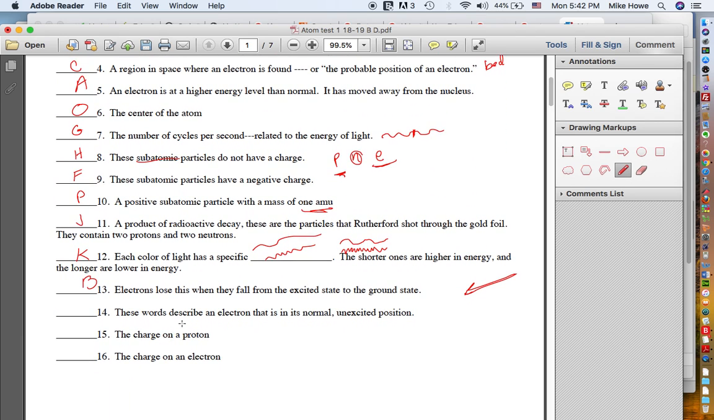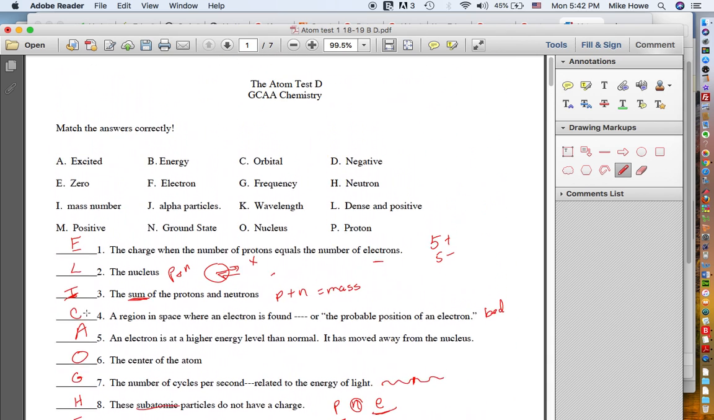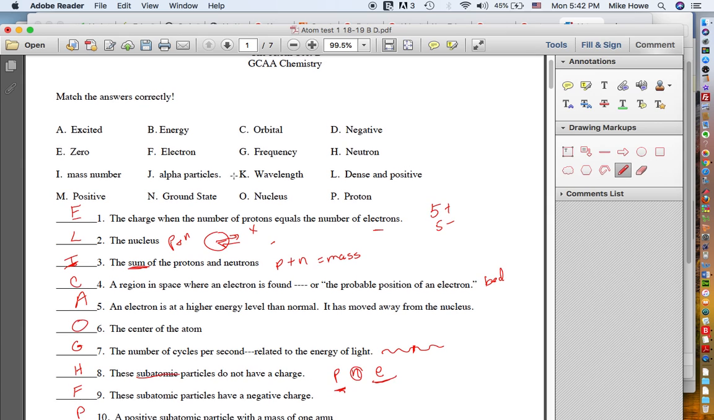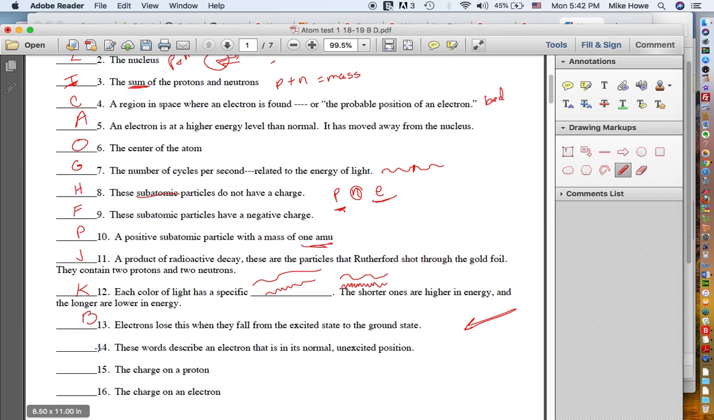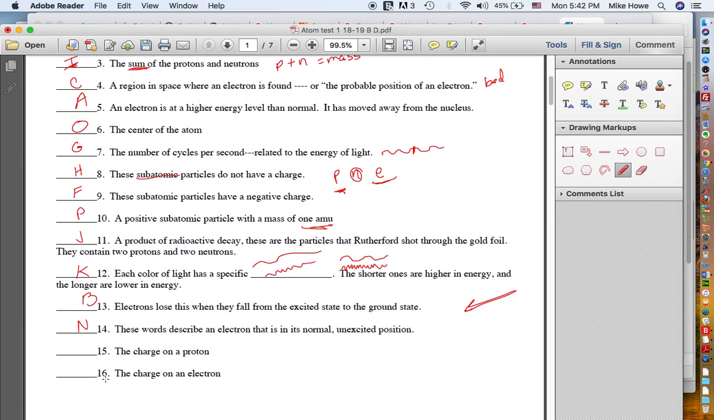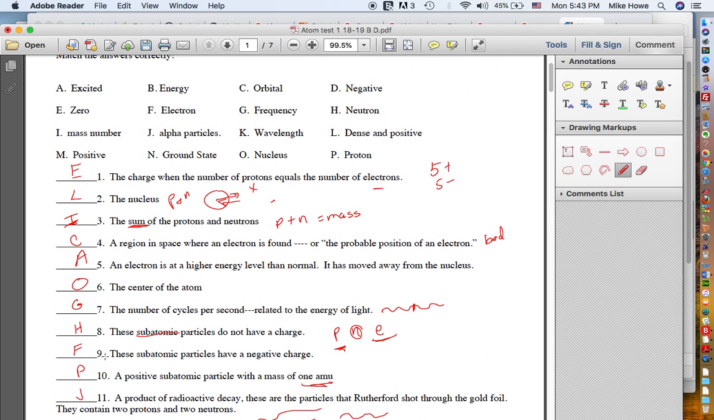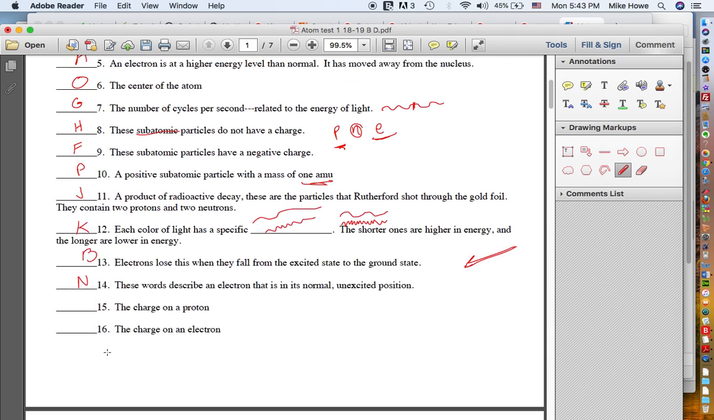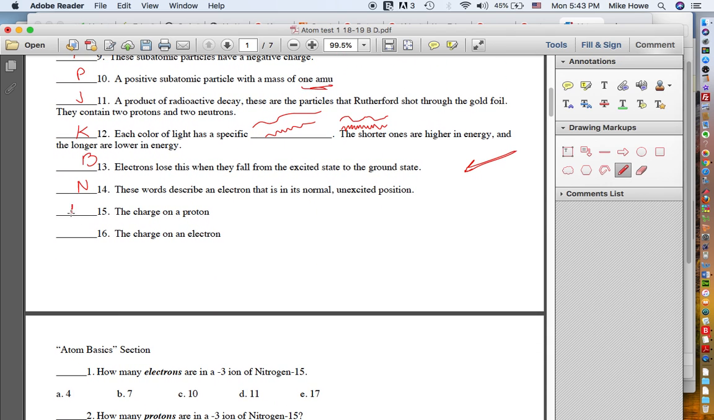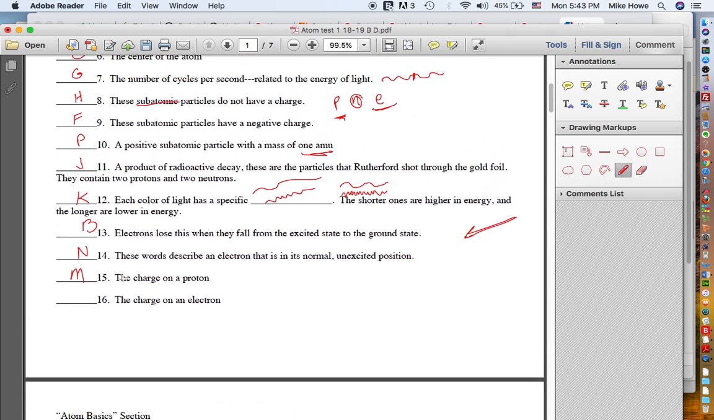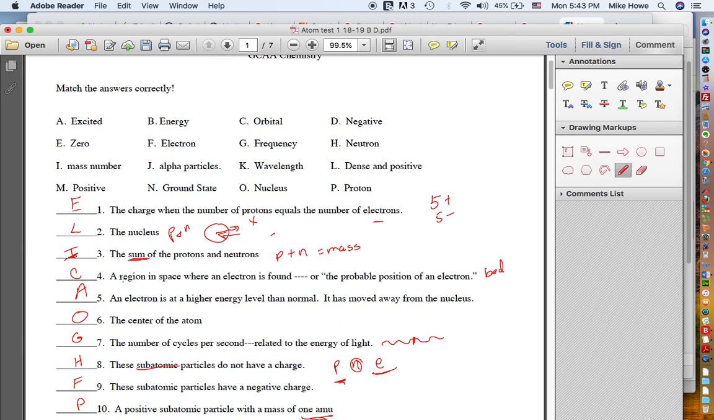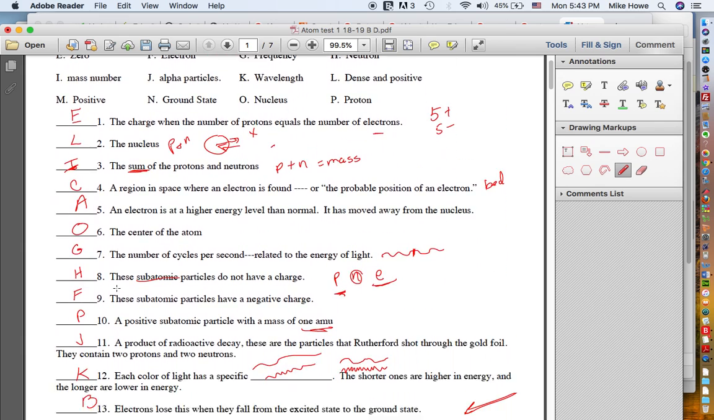Okay, these words describe an electron that's in its normal unexcited position. It's in its ground state. When it's not excited, we call it the ground state. That's in. And the charge on a proton we know from earlier discussion is positive. So positive is M. And then the charge on an electron would be negative. Negative is choice D.